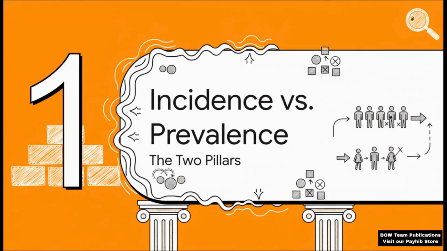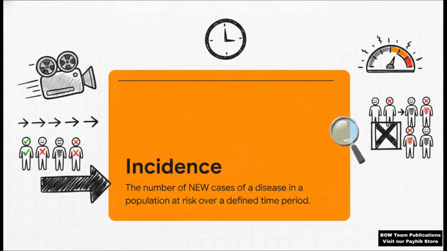So first things first, let's talk about the absolute bedrock of how we measure disease in a population. I promise, if you really nail the difference between incidence and prevalence, everything else we cover is just going to click right into place. So think of incidence as being all about speed and risk.